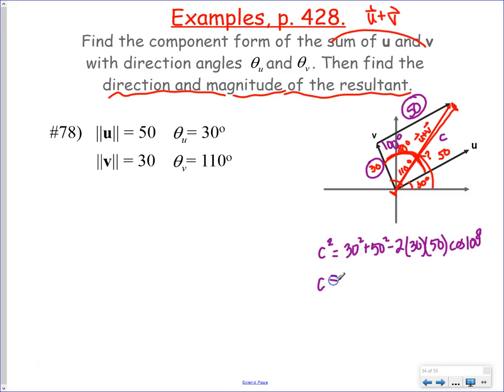C equals, I just can't go too fast. What do you guys got? 62.617? Okay. What is that the same thing as? The length of my resultant, which is my magnitude of my sum.